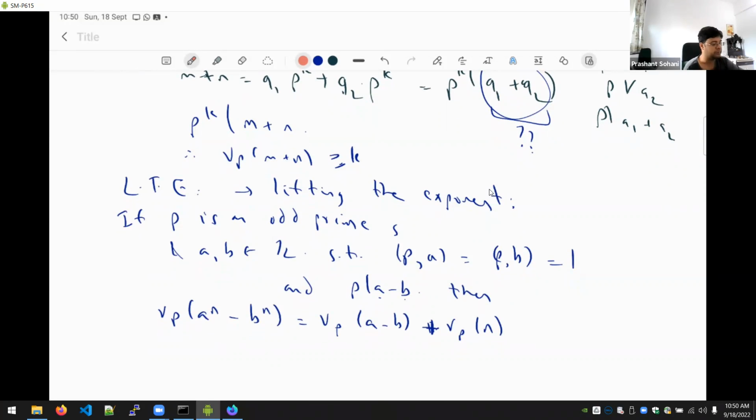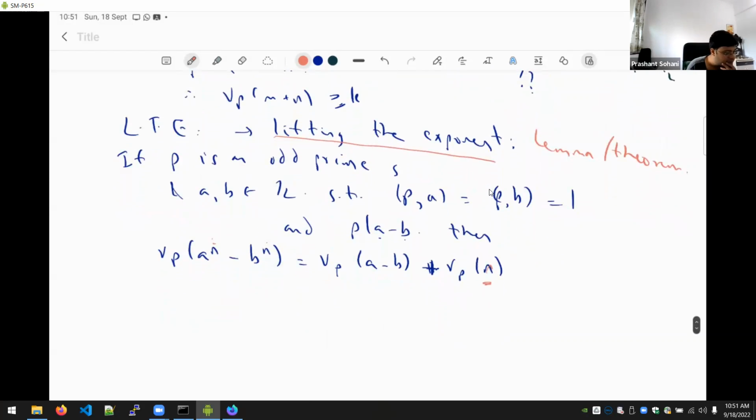It's a very, very interesting lemma, because you see what's happening here. On the LHS, the n is an exponent, a raised to n minus b raised to n, and on the RHS, suddenly it has come down as just a normal term. This is almost like a magical transformation, that something that is an exponent suddenly becomes a normal number. This is called the lifting the exponent lemma or theorem sometimes. Okay, so you see why it is called lifting the exponent, because the n which is there below suddenly gets lifted and becomes the exponent on the LHS.